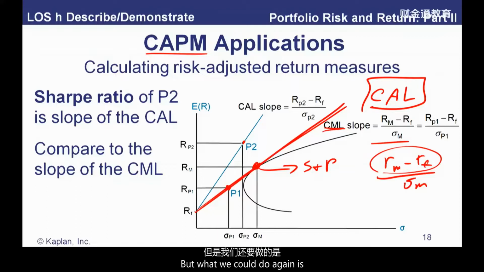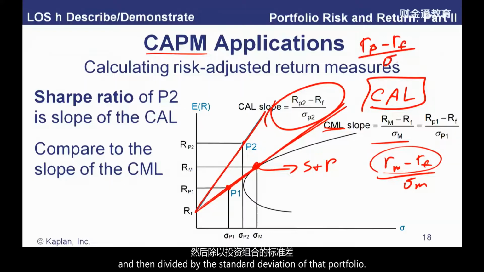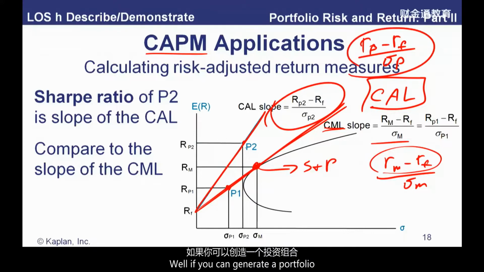But what we could do again is come up with the CAL and find the slope of the CAL. We actually don't have to calculate it, but in other words, we're just going to calculate the Sharpe ratio. So we're going to say, what's the return on that portfolio minus the return on the risk-free asset, and then divide it by the standard deviation of that portfolio. Well, if you can generate a portfolio, it's the slope of this line, but there's an instantaneous slope at that point. Okay, so it's the slope of this line.